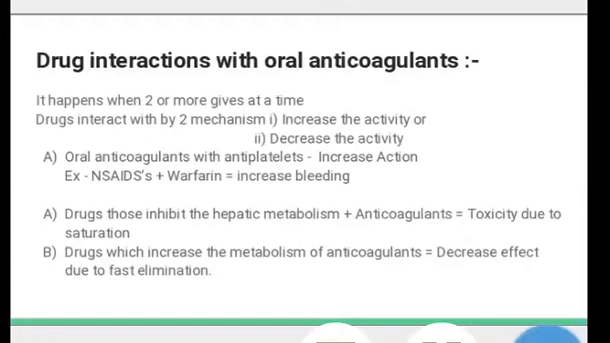One common example is this: if an NSAID is given with warfarin, it increases internal bleeding. Another mechanism of interaction is with drugs which inhibit hepatic metabolism. If they are prescribed with an oral anticoagulant, they cause inhibition of hepatic enzymes which are useful for drug metabolism. That's why there is prolongation of the action of anticoagulants.